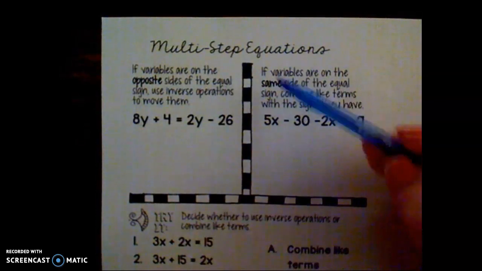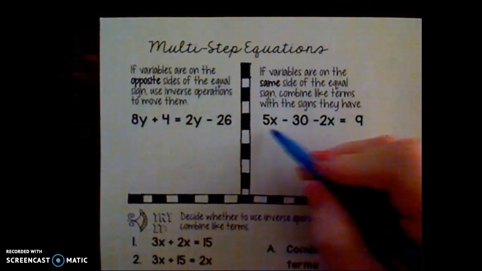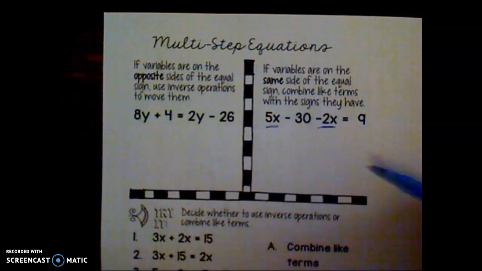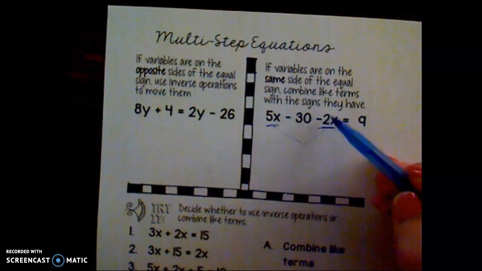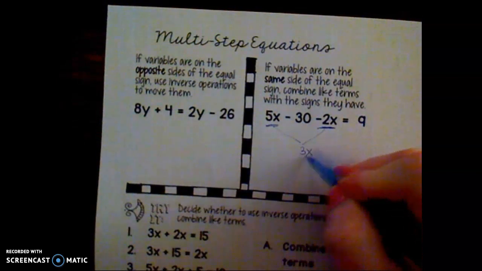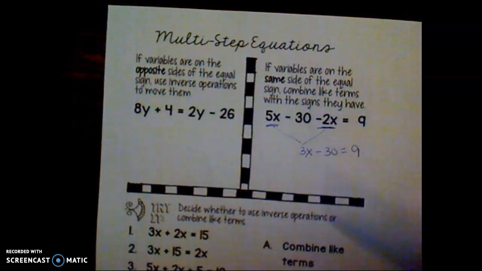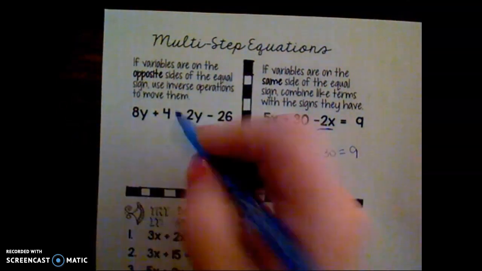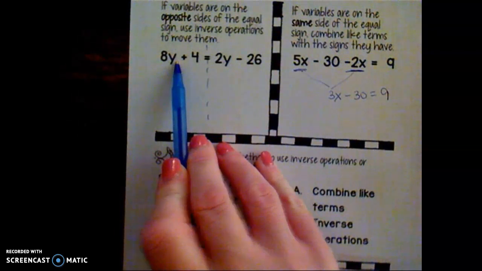If the variables are on the same side of the equal sign, like are here, then these are called like terms. You combine them with the signs that they have. And that's what we just got through learning. 5x minus 2x is 3x minus 30 equals 9. So we're going to be focusing on these today. These are the ones where the variables are on opposite sides of the equal sign. We cannot add those together. They are not like terms.